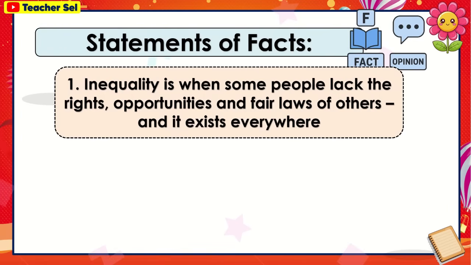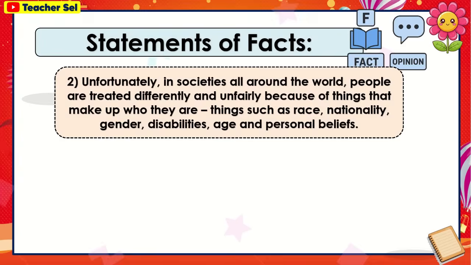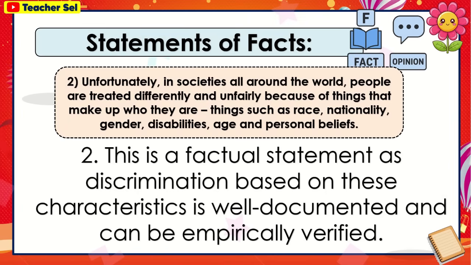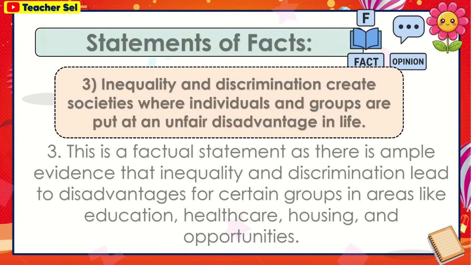Here are the statements of facts. This is a factual statement because inequality can be objectively observed and measured in societies around the world. This is a factual statement as discrimination based on these characteristics is well documented and can be empirically verified. For number 3, this is a factual statement as there is ample evidence that inequality and discrimination lead to disadvantages for certain groups in areas like education, healthcare, housing, and opportunities.